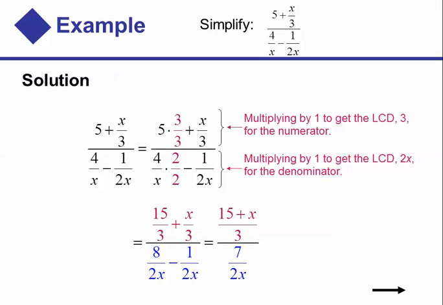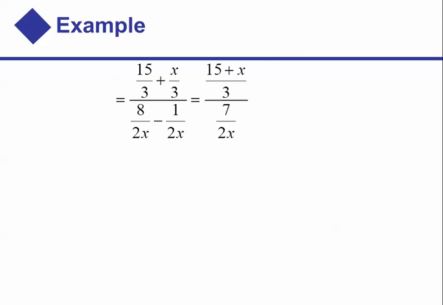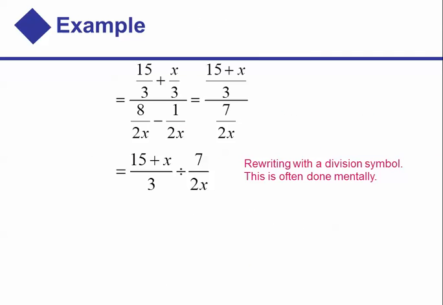And that'll get us 15 over 3 plus x over 3 in the numerator, which is 15 plus x over 3. And we'll get 8 over 2x minus 1 over 2x in the denominator, which will give us 7 over 2x. Now we are at the point where we have a single rational expression in the numerator and a single rational expression in the denominator.